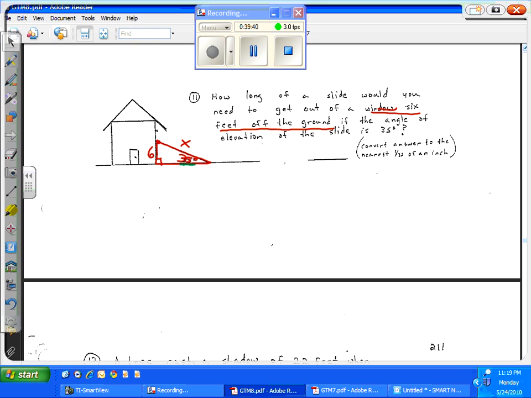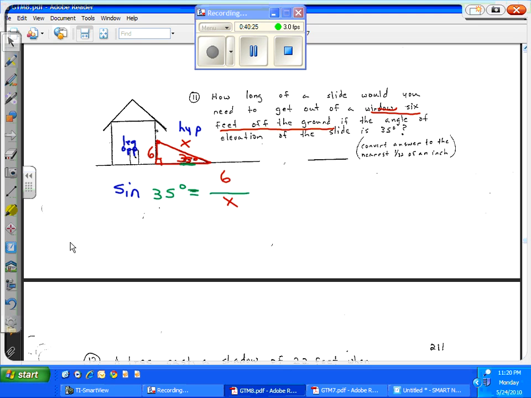If we're going to set up a trigonometric ratio, we're going to start with the angle 35 degrees. We will see how the sides are related to the angle to choose the function. The 6 is the leg opposite the 35. The x, the slide, is the hypotenuse. Leg opposite hypotenuse is sine, so we use the sine ratio. We do what sine says. Sine says you take the length of the leg opposite 6 over the length of the hypotenuse, x. So we have our trigonometric ratio set up.